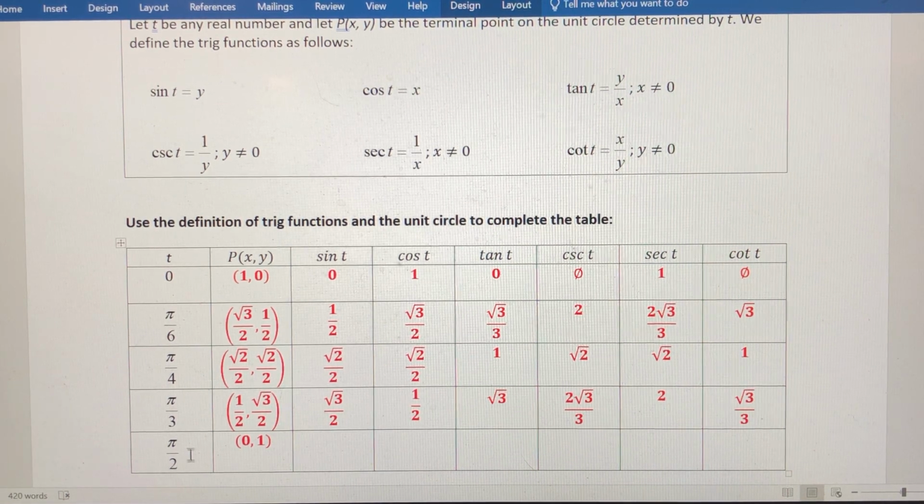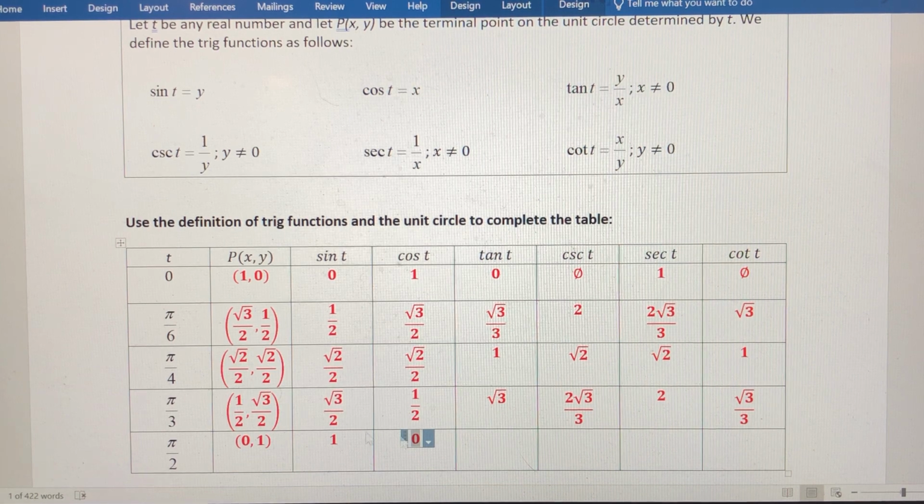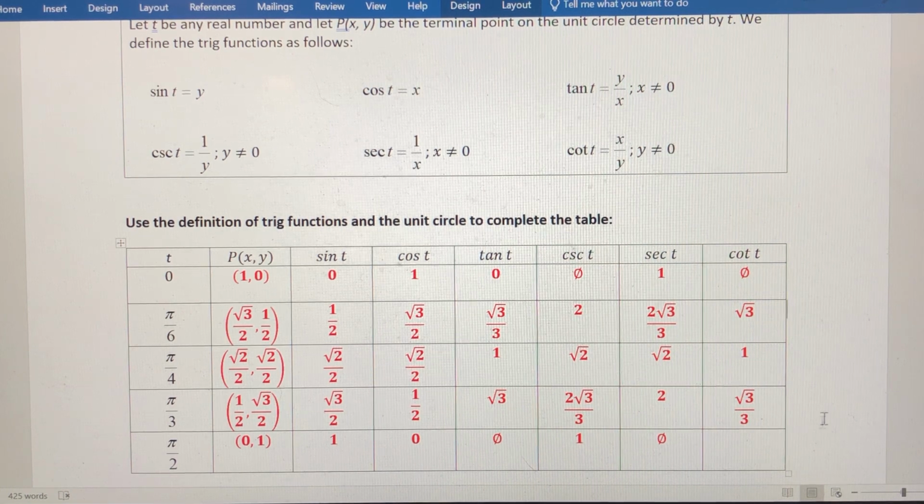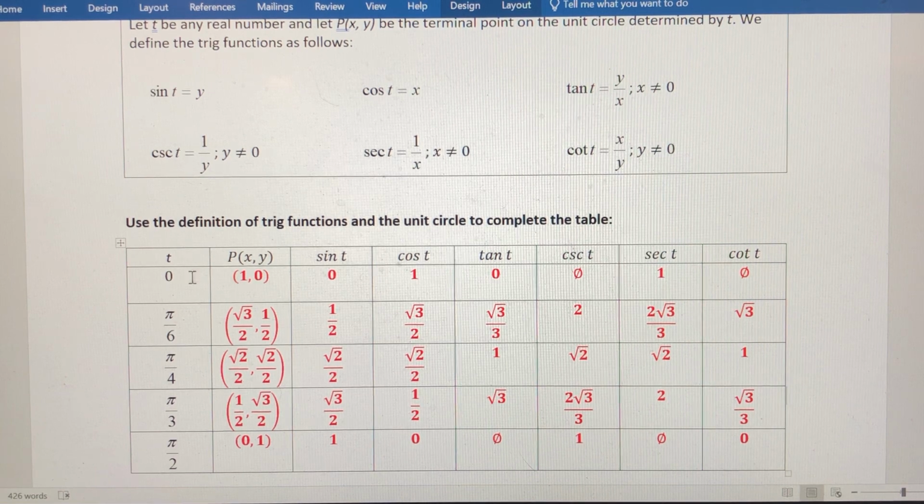Okay? And finally, at pi over 2, the sine is going to be 1. The y-coordinate's 1. Cosine is going to be 0. Tangent is going to be 1 divided by 0, which is undefined. Okay. Cosecant is going to be the reciprocal of sine, or 1, so that's going to be 1. Secant is 1 divided by x. Well, 1 divided by 0 is undefined. And cotangent is going to be x, 0 divided by y, 1, which gives me 0. Okay? So that's the 6 trig functions for all the special values that we use in our unit circle.